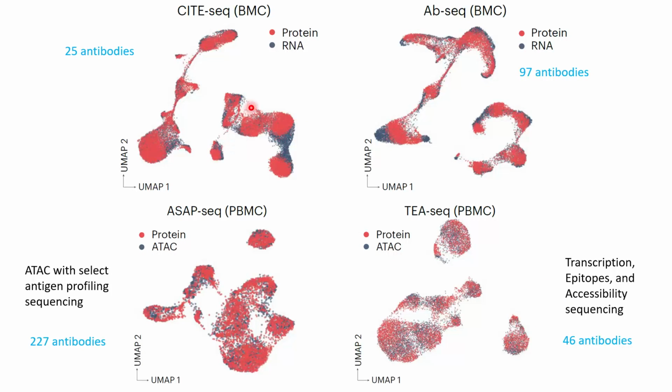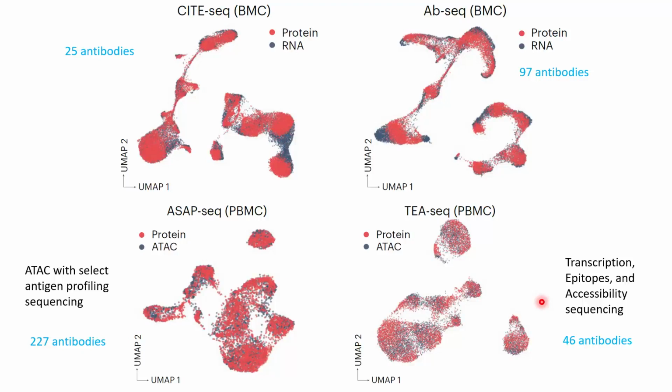After the CITE-seq PBMC dataset demonstration, they also demonstrated other datasets for the MaxFuse package. For example, they integrated the RNA and the protein data from another CITE-seq PBMC dataset. This dataset only has 25 antibodies, and they showed very good integration. This dataset has 97 antibodies, and they also show the data integration for protein and ATAC data for other technologies, for example, the ASAP-seq PBMC dataset. ASAP stands for ATAC with select antigen profiling sequencing. This dataset has 227 antibodies.